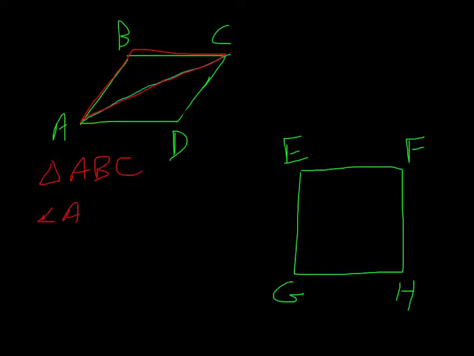Angle A is acute. Angle B is obtuse. It's not quite a right angle. If I were to draw a line there, I could see it curves out from there. I don't have a full box. So B is going to be obtuse.